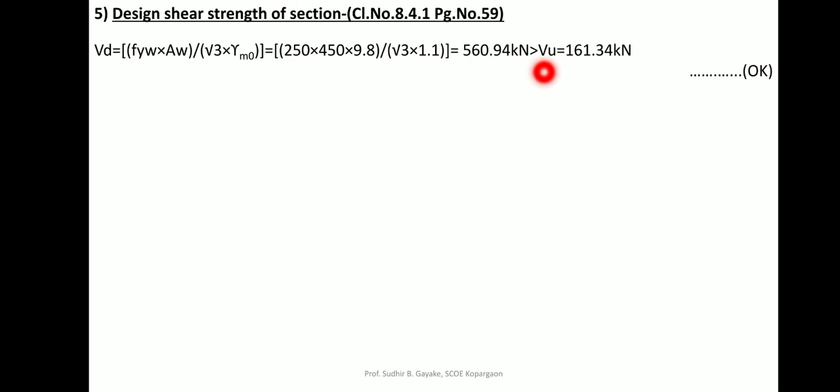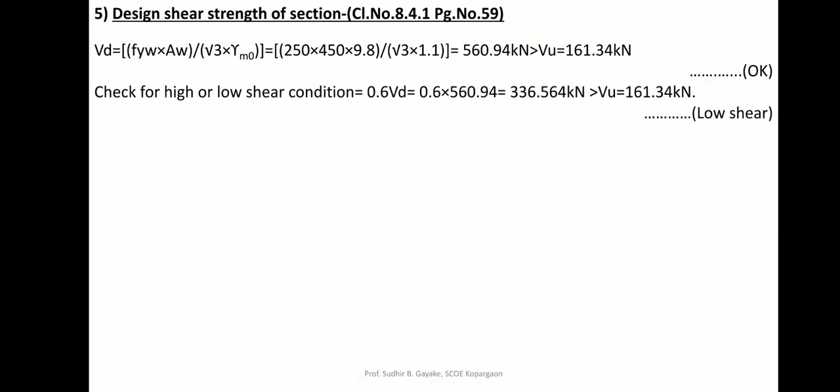Now after this we'll go with high shear and low shear condition. So check for high shear and low shear condition, 0.6 VD value. So calculated answer into 0.6 we are getting 336.56, and again this value is also greater than maximum factored shear force 161.34 kilonewton. Therefore it is a low shear condition.